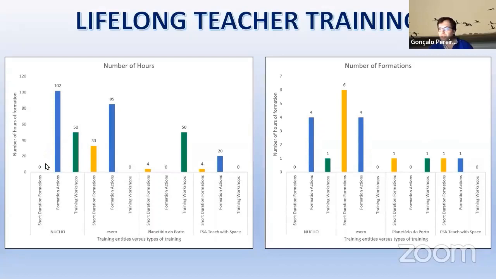So what are the first conclusions? Núclio, if we look at the formations, prefers longer formations, and they go to the classrooms. Zero, for example, prefers shorter formations, and the other ones don't have enough to come to a conclusion.